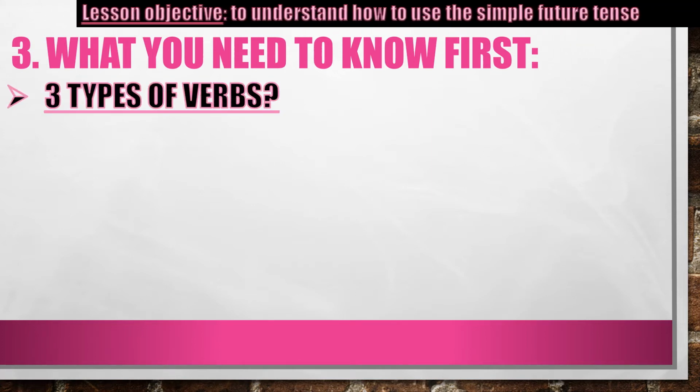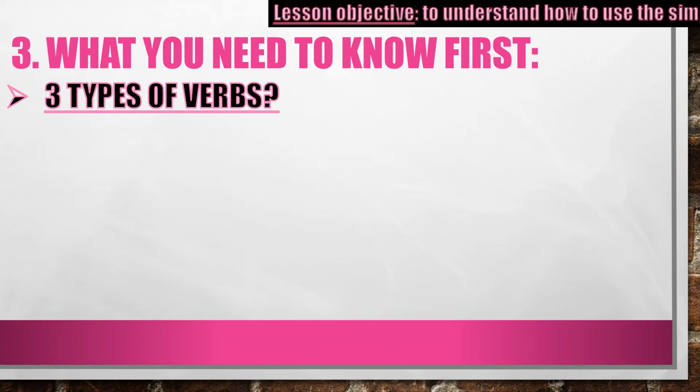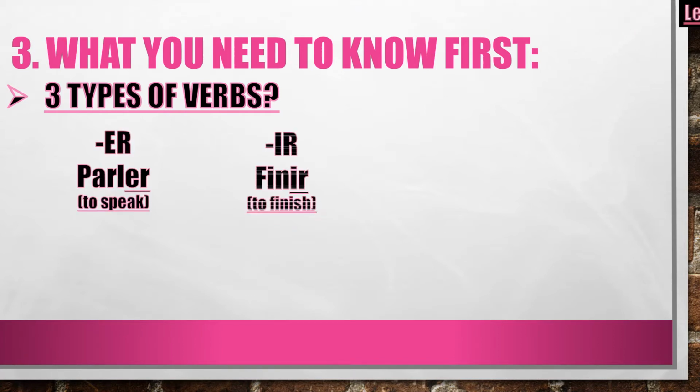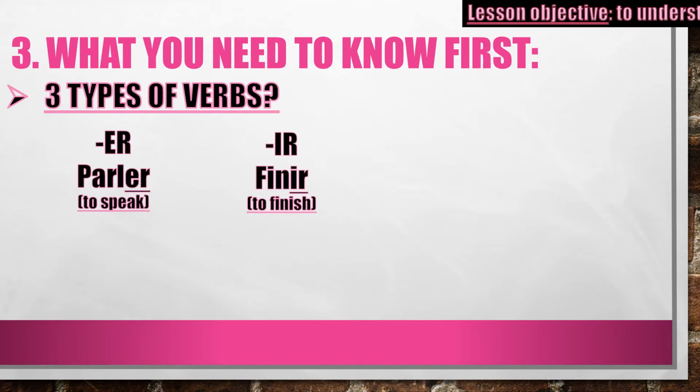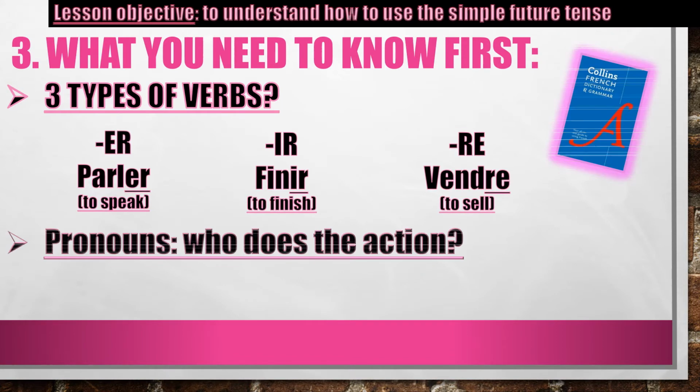So you will know that there are three types of verbs in French, and those three types depend on how they spell at the end, okay? So when you look at an action in a dictionary, it can end in ER, for example, parler, it can end in IR, for example, finir, or it can end in RE, for example, vendre.